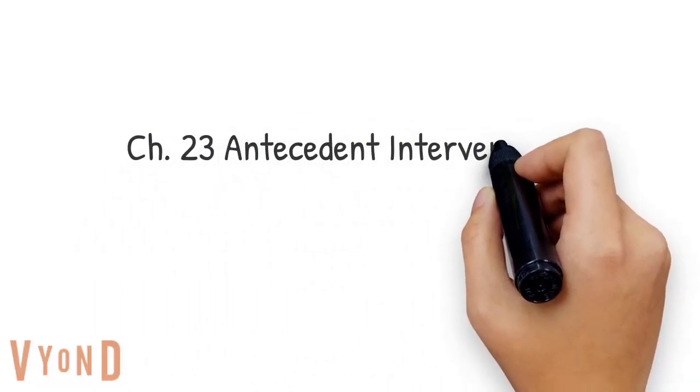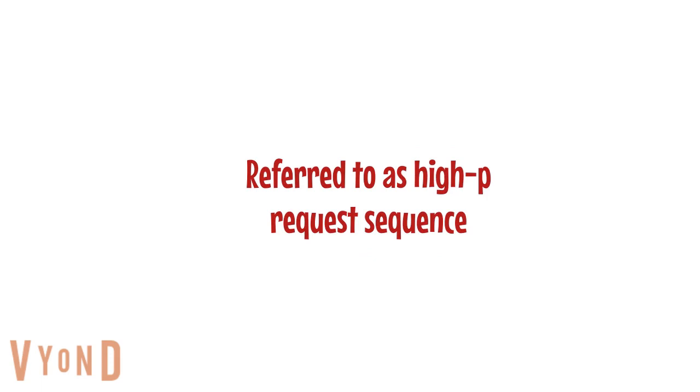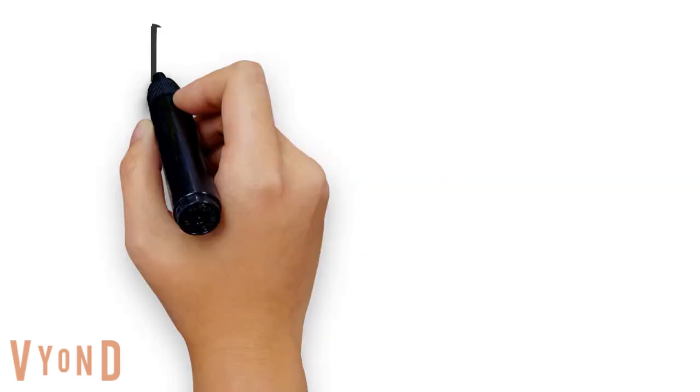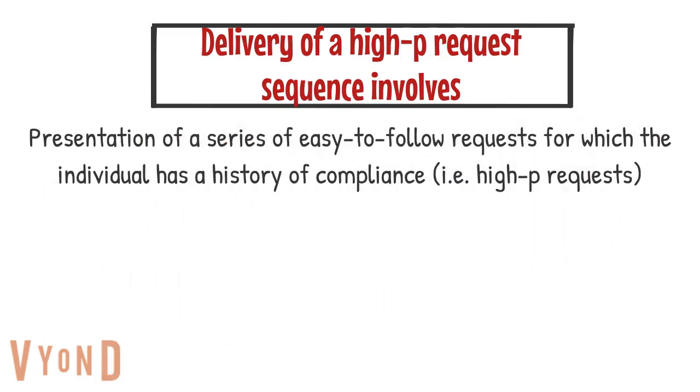So let's continue with Chapter 23, Antecedent Interventions, and we're going to talk about the high probability request sequence. It's also referred to as high P request sequence. So delivery of a high P request sequence involves presenting a series of easy to follow requests or things that you know have been mastered by the learner, known as the high P requests.